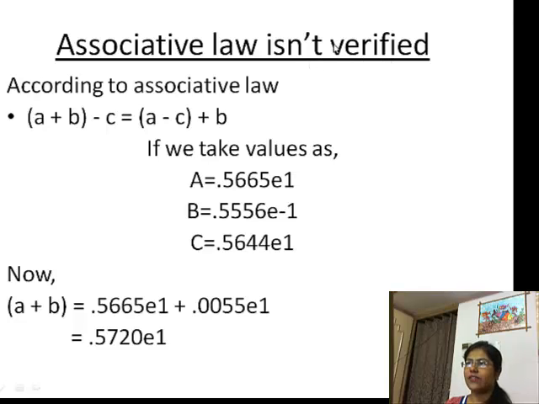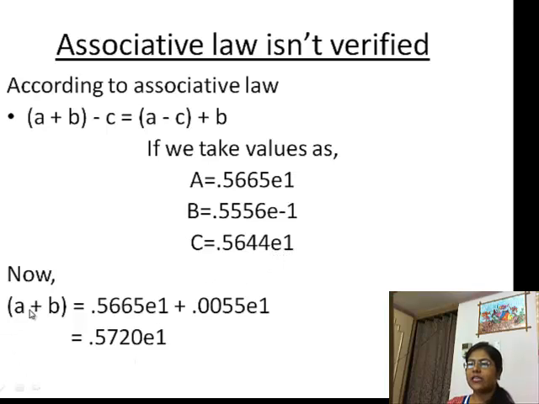Associative law isn't verified. So according to associative law, (a plus b) minus c is equal to (a minus c) plus b. If we take some random values, a as 0.5665 e to the power 1, that is into 10 to the power 1, b equals 0.556 e to the power minus 1, that is 10 to the power minus 1, and c equals 0.5644 e to the power 1, that is 10 to the power 1.